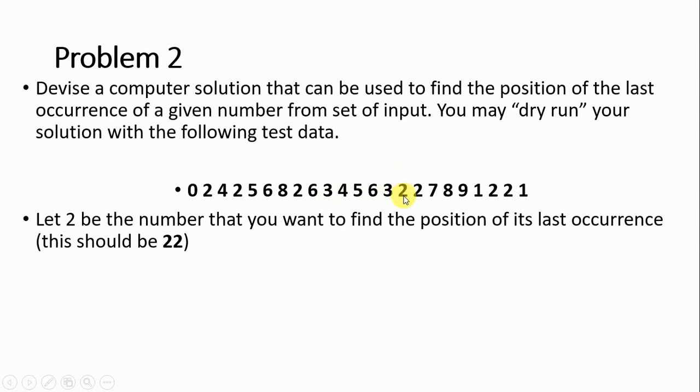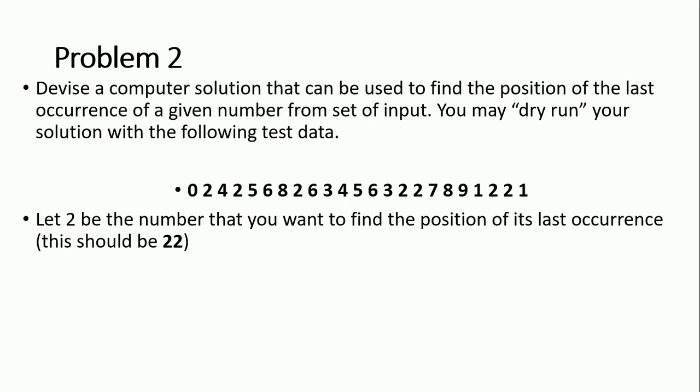The same 2 is also in the 15th position. 16th, 17th, 18th, 19th, 20th, 21st, and now 2 is in the 22nd position. The 22nd position is the last occurrence of the number 2. Now, there are some things we might not have done, so let me say it this way.